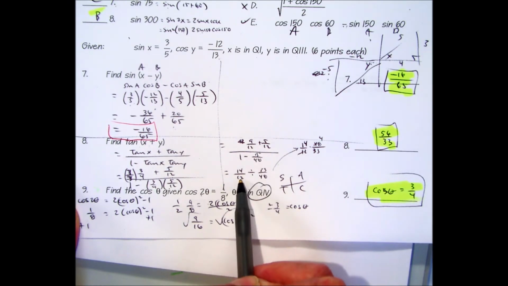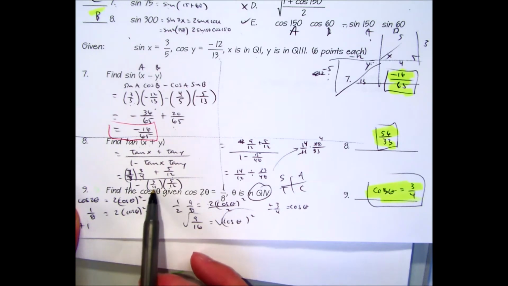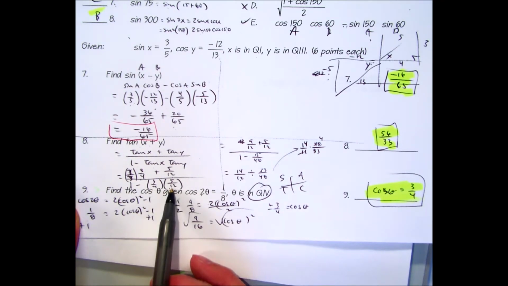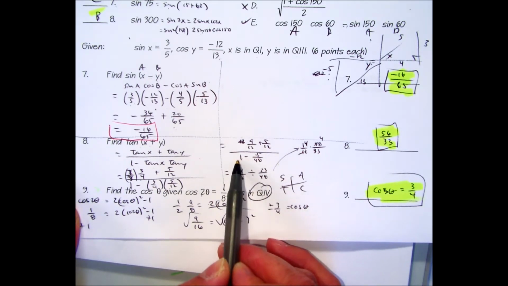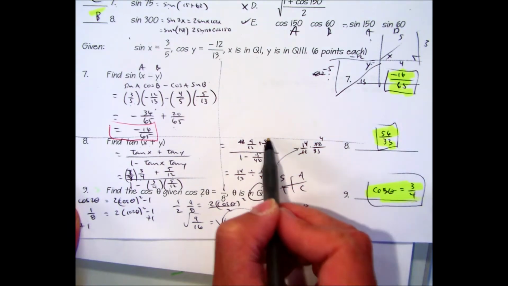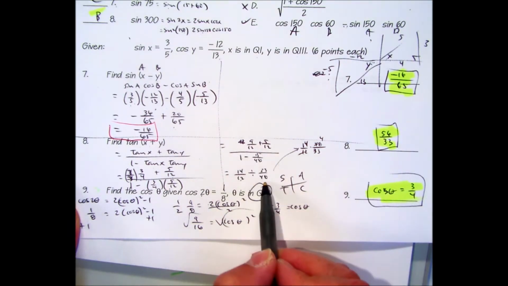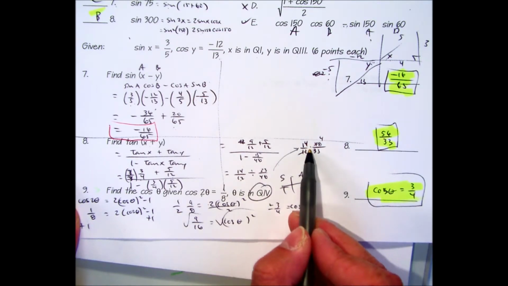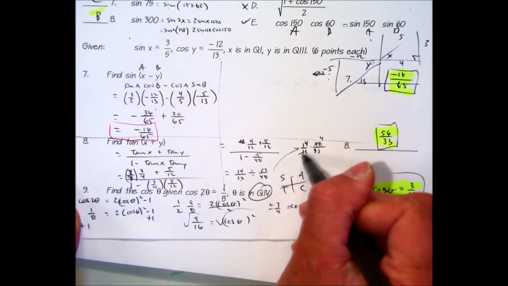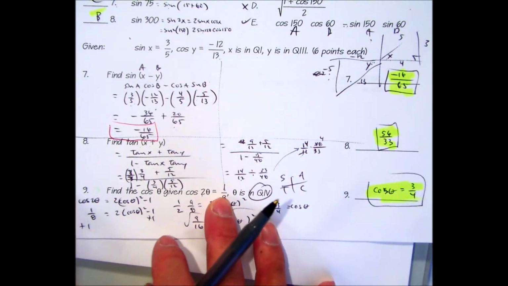In the denominator, 1 minus tan x, tan y. 3/4 times 5/12 gives me 15 over 48. This 1 becomes 48 over 48, and you subtract those, then I get 33 over 48. So the numerator, 14 over 12, divided by 33 over 48. I change it to multiplication, take the reciprocal, cross cancel, that's a 4. 14 times 4 gives me 56 over 33.